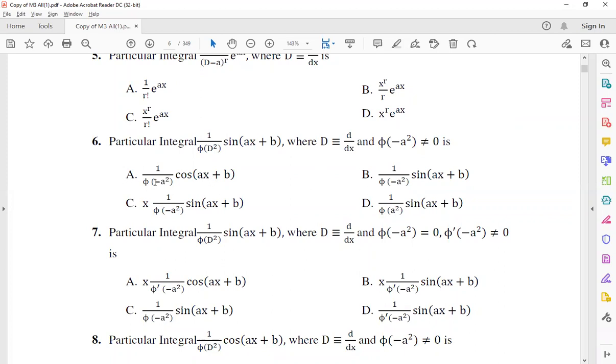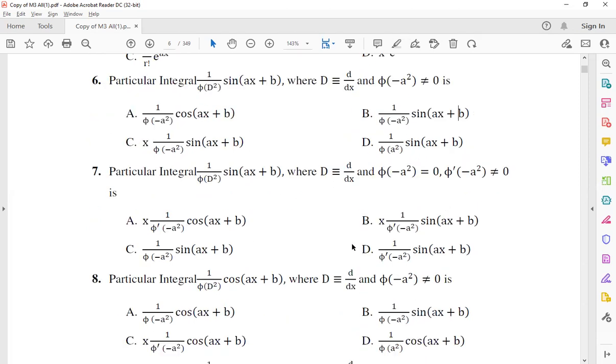Same option I can see, but it is cos. Is it the correct answer? No, sin should be sin itself. Just d square will be replaced, nothing else. The correct one is B. Okay, next.